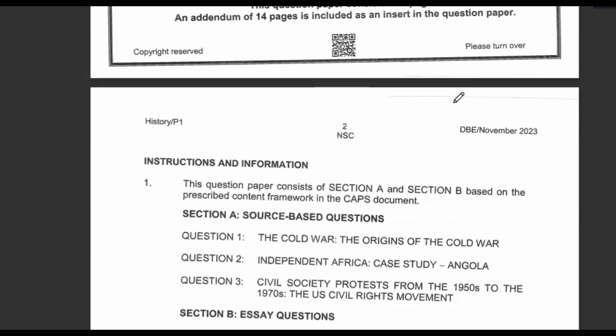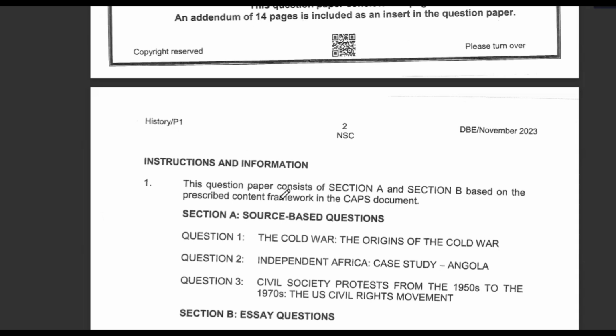Page and the instructions first. So our paper consists of two different sections, and in each section, learners are required to choose at least one question. So I'll be dealing preferably with the first section, which is source-based questions, whereby you have question 1, 2, and 3. So the first question is the Cold War and the origins of the Cold War.